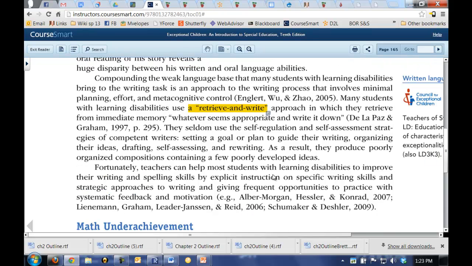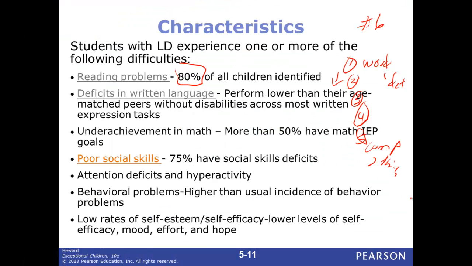So I want you to bring this in, this term, retrieve and write. And this will be our number 7 here, retrieve and write. And again, on all these, I would encourage you, as soon as I say that, to go ahead and stop this, do it, and then come back. That's number 7.